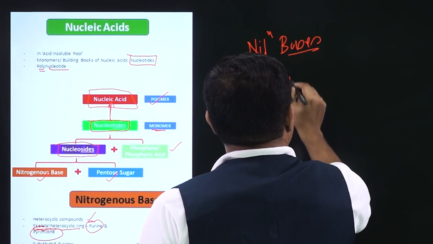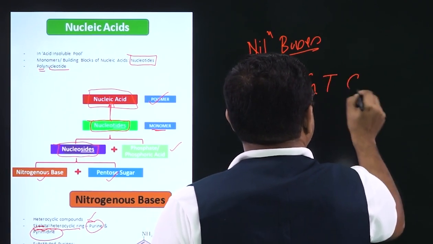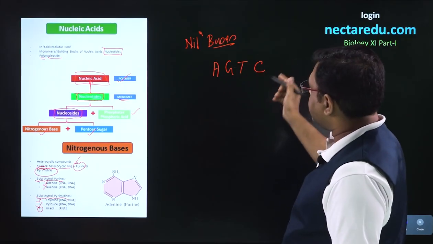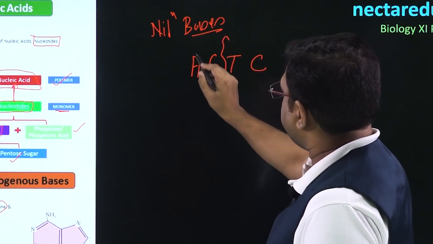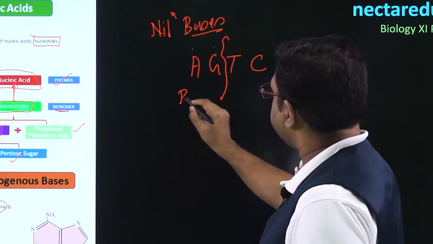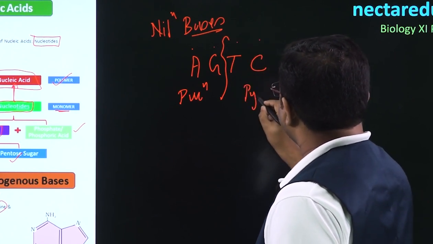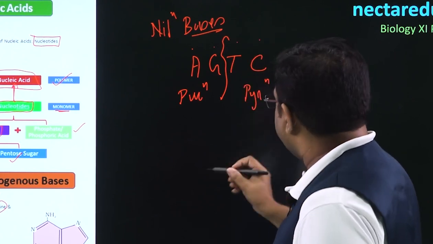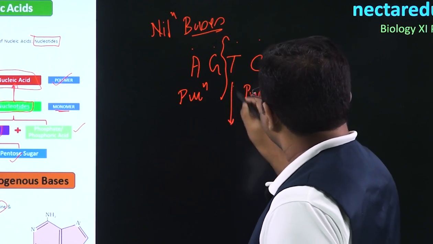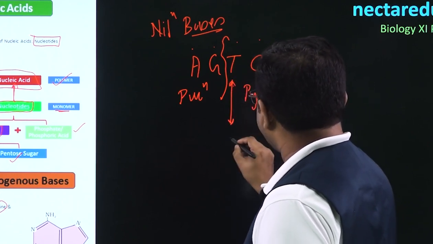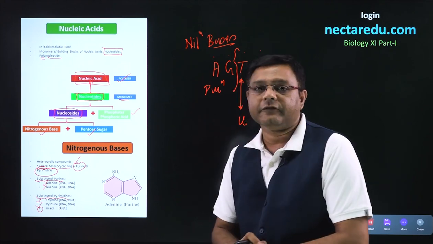We call it AGTC. So, out of these four, AG, adenine and guanine, are the purines. Thymine and cytosine are pyrimidines. Now, along with thymine, there is one more pyrimidine that is known by the name of uracil.